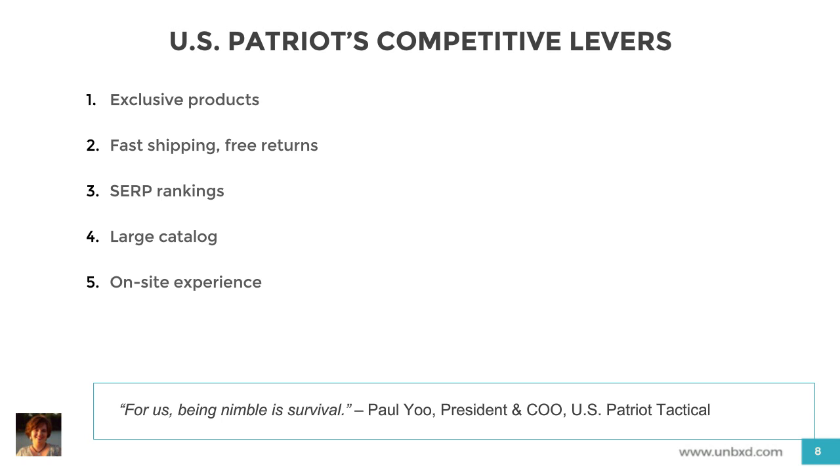A fourth differentiator is our catalog size. We currently have over 60,000 SKUs on our website, and we add about an average of 100 new products per week. So we're constantly adding new things, and we even try new product categories.